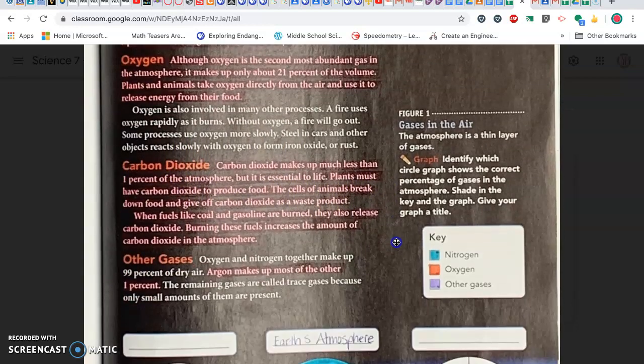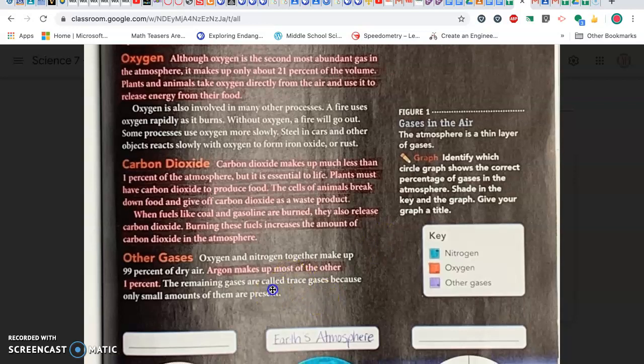The next most abundant gas would be oxygen, and that's about 21%. Obviously, you know oxygen is what we breathe. We also need oxygen for cellular respiration. We covered that with the photosynthesis and cellular respiration chapter, but remember, oxygen is important for us to be able to use when we take that food and break it down into energy that we can use. A byproduct of that process is carbon dioxide.